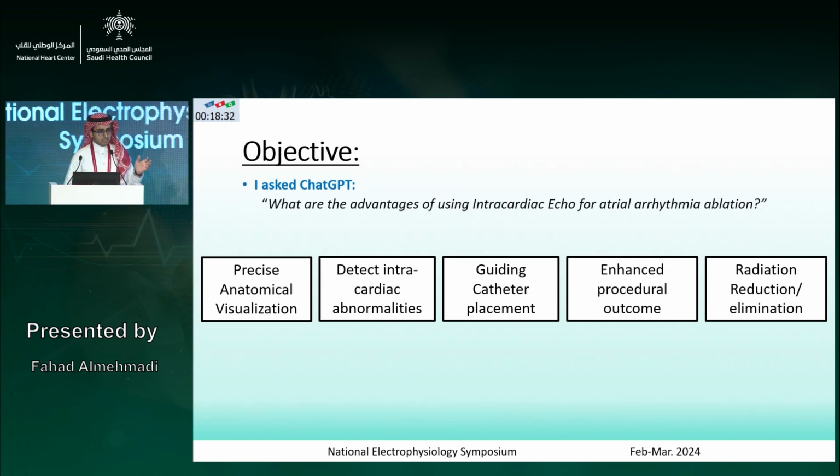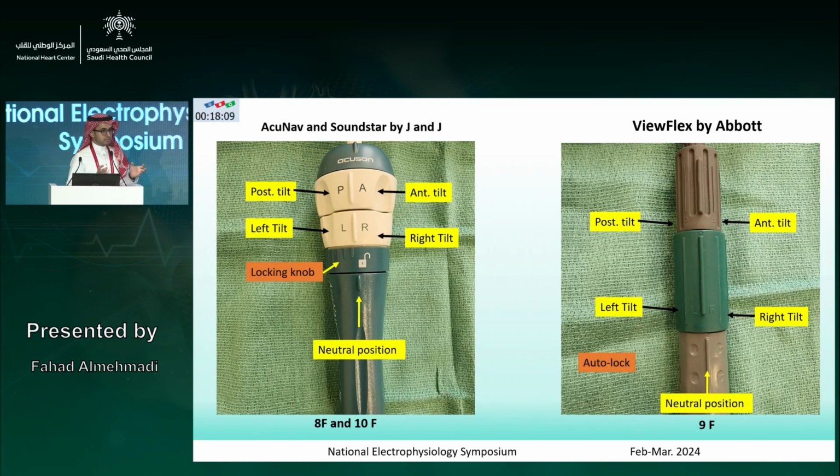The 5 domains are precise anatomical visualization, detection of intracardiac abnormalities, guiding catheter placement, enhanced procedural outcome, and at the end, I'll close with radiation reduction and elimination. So with precise anatomical visualization, I just want to give you a guide.